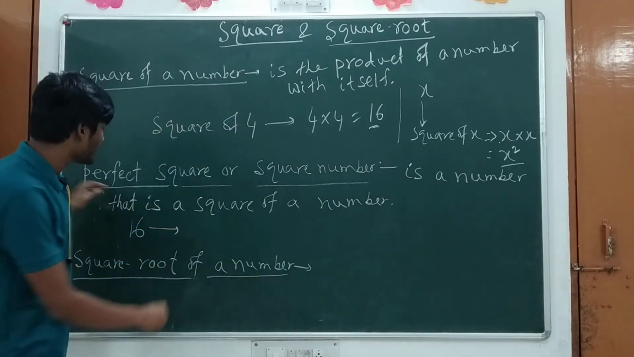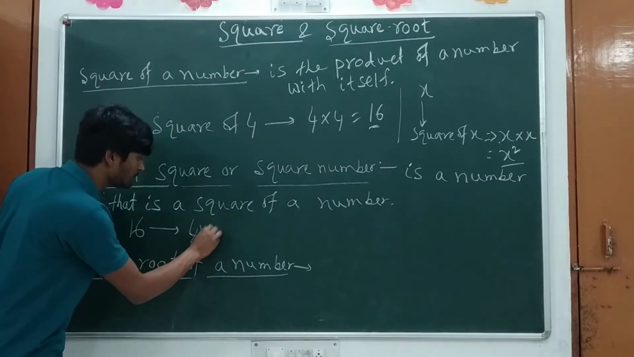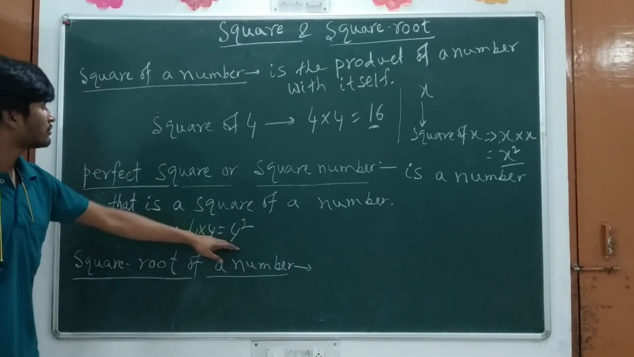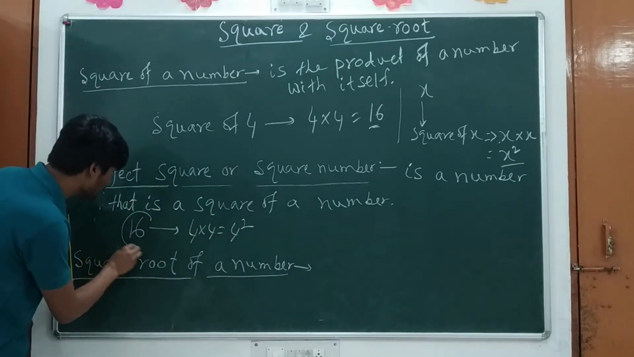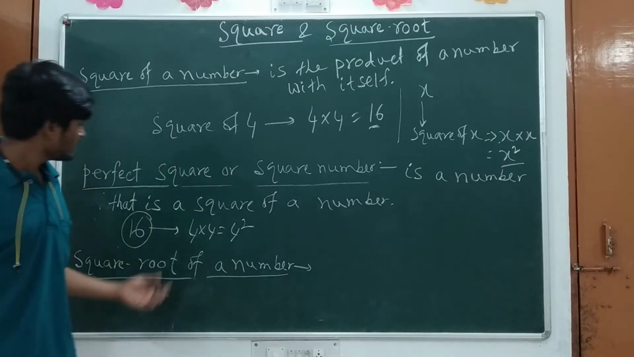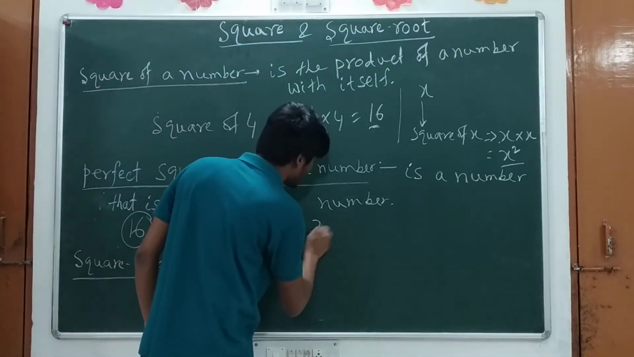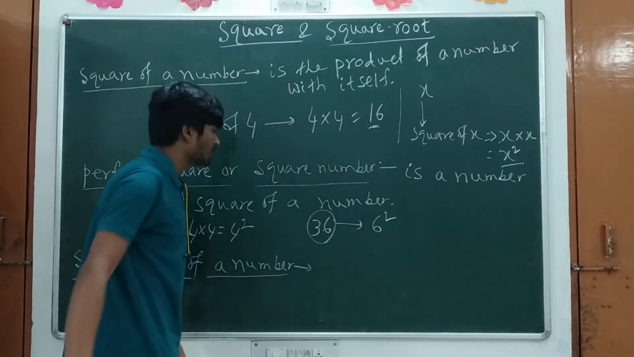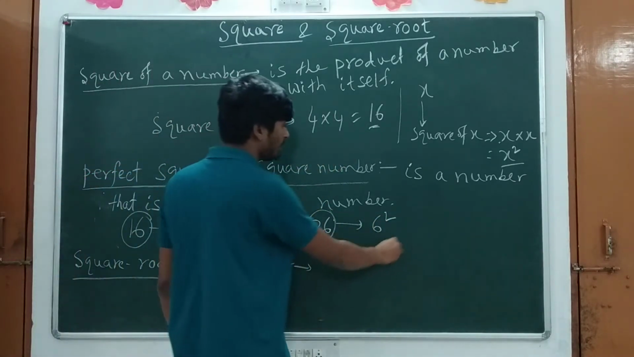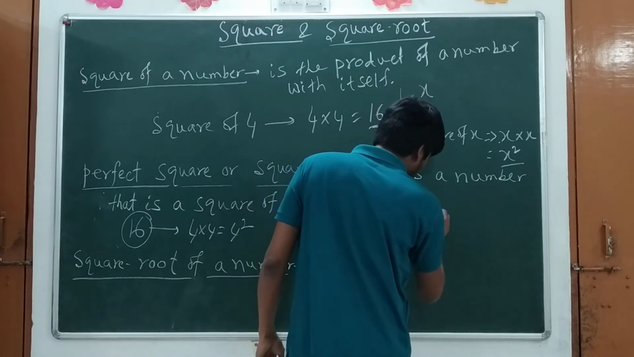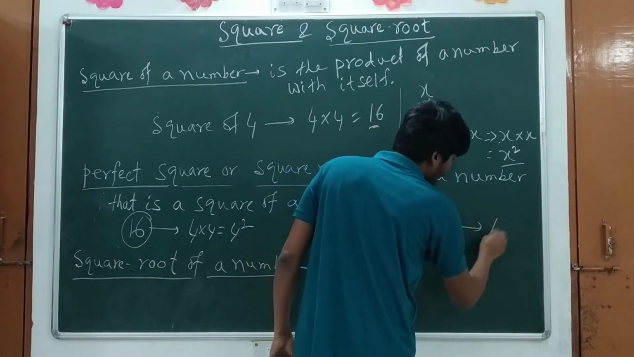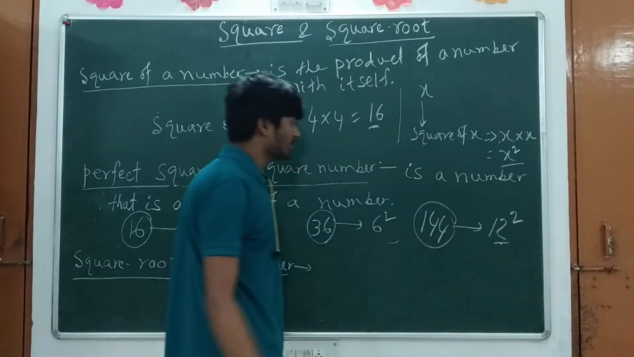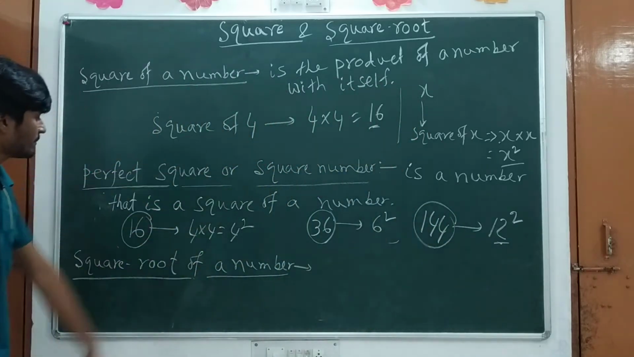So 16 is the square of what? 16 we can write as 4 into 4, so this is 4 squared. So 16 is 4 squared. That's why 16 is called a perfect square. Another perfect square is 36. 36 is 6 squared, so 36 is a perfect square. If you take a little bigger number like 144, 144 is 12 into 12, that is 12 squared. So 144 is also a perfect square.